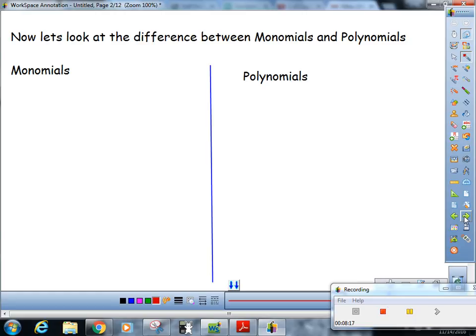So monomials. 5 is a monomial. 7x squared is a monomial. Okay? 3xyz to the 10th. That's still a monomial. Now this one's going to throw you off.